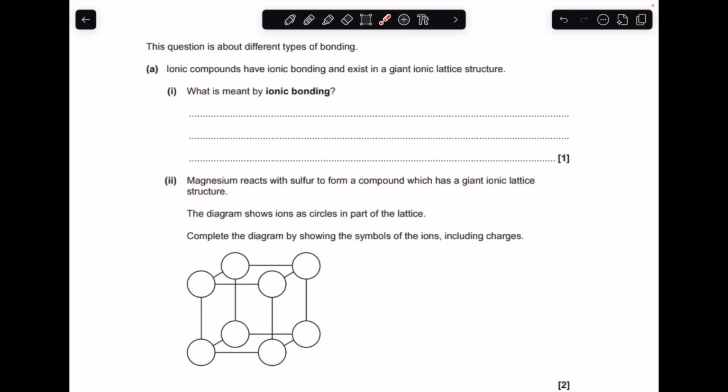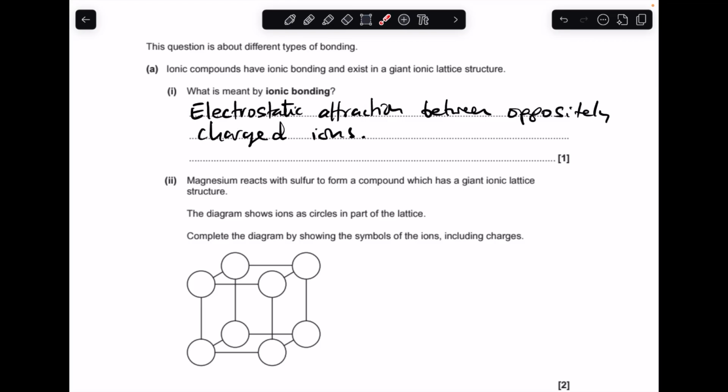Okay, so make a start. So questions all about the different types of bonding. So first part of A, what is meant by ionic bonding? It's the electrostatic attraction between oppositely charged ions. Whatever you do, do not say the bonding between a metal and a non-metal.